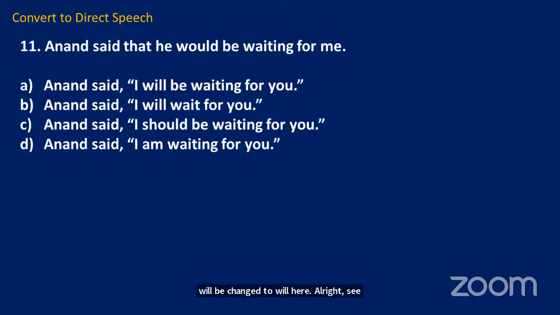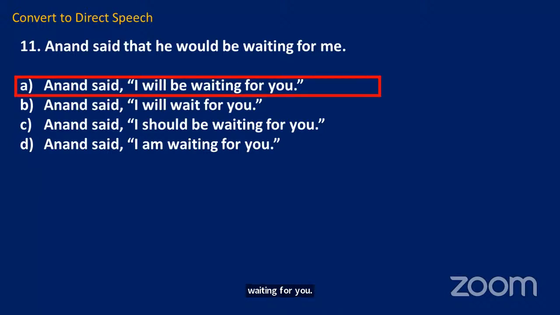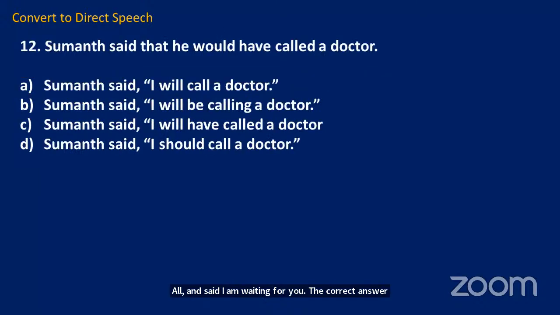Anand said, he would be waiting for me. Anand said, he will be waiting for you. Anand said, I will wait for you. Anand said, I should be waiting for you. Or Anand said, I am waiting for you. The correct answer is Anand said, I will be waiting for you. All right, see the next question.